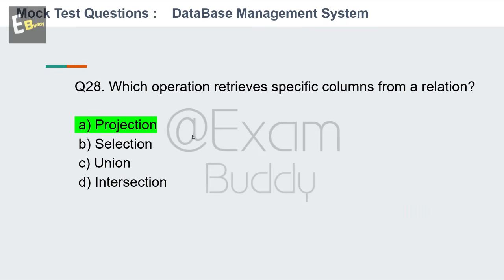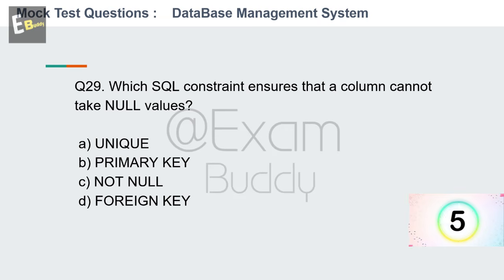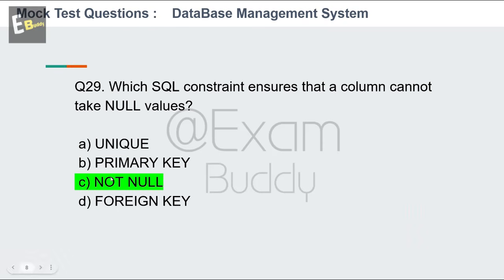Now let's go to question number 29. Which SQL constraint ensures that a column cannot take null values? These are the options: unique, primary key, not null, foreign key. So your time starts now. And the answer is C, not null.